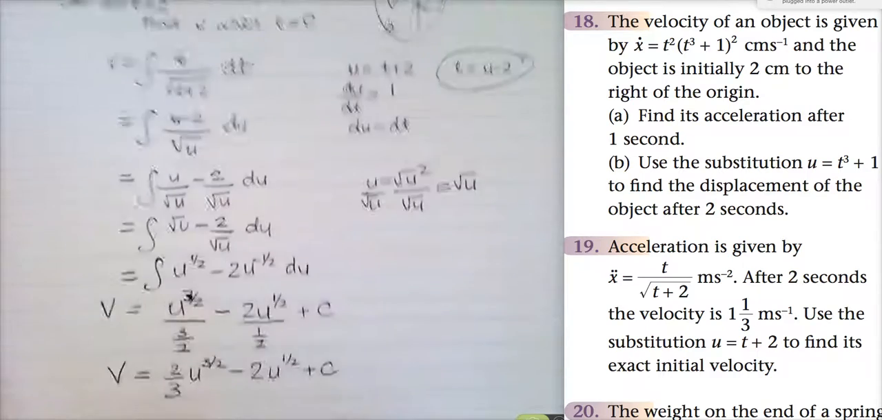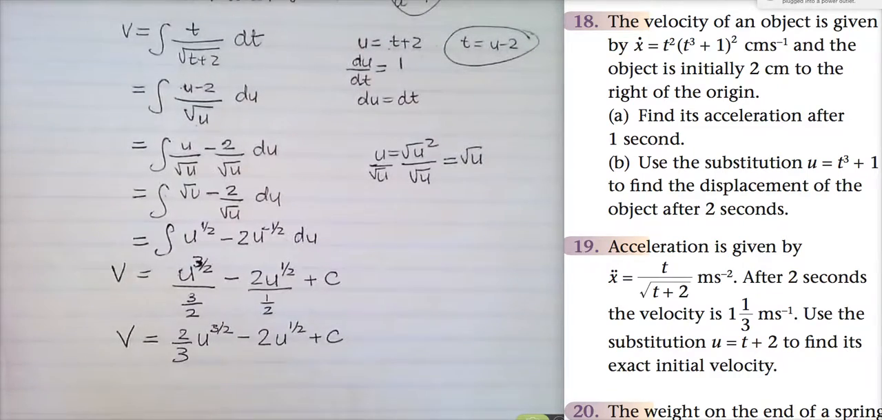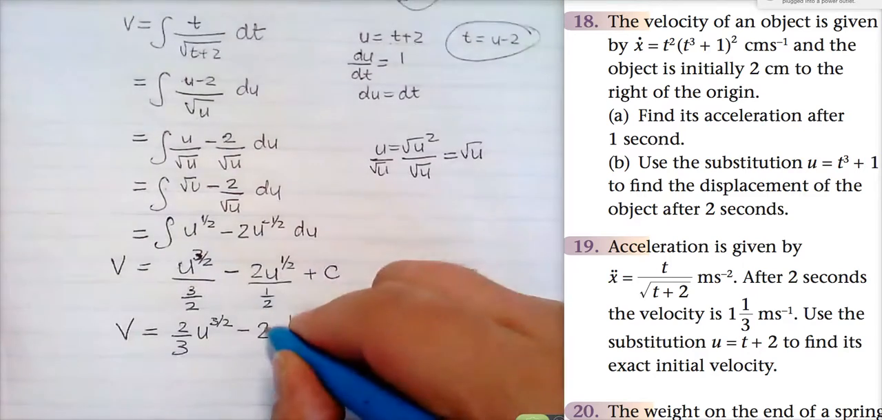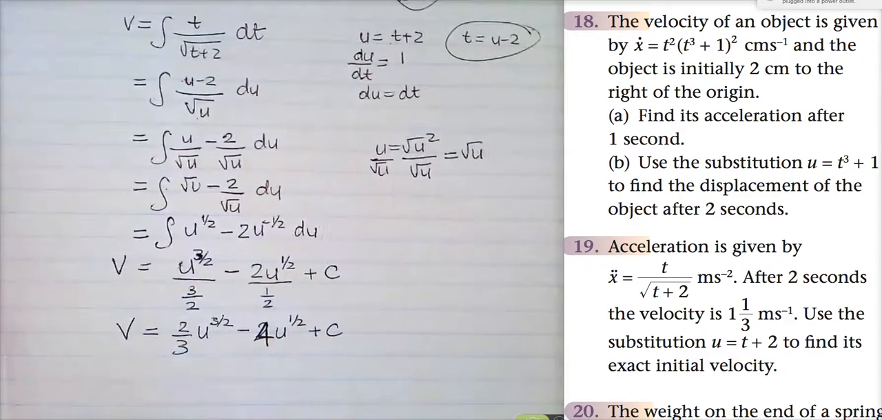We probably, you can use your calculator with this, and it is good. It's 2 times 2, which is 4. Thank you. Because it's 2 times 2 is 4.